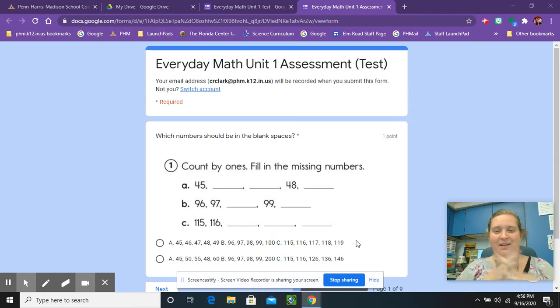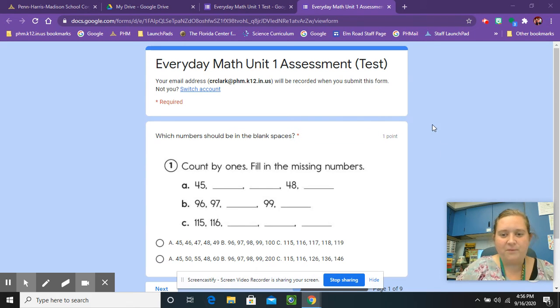It's our assessment day. We are going to take our very first math test today, and we are going to do that using a Google form. So your Google form will be in your Google Classroom, and you will see it under math tests. So I wanted to show you guys what your math test is going to look like.